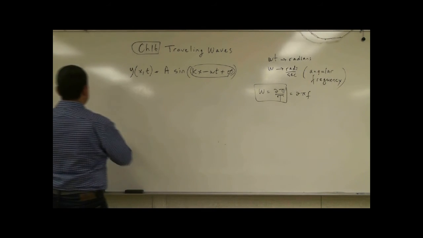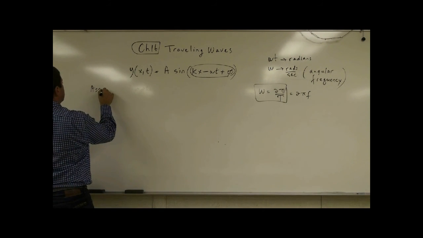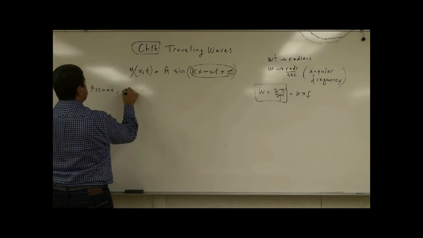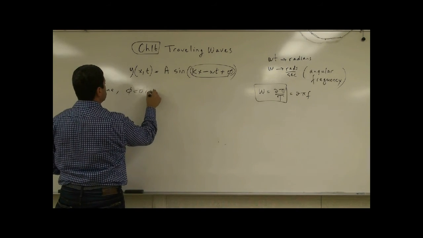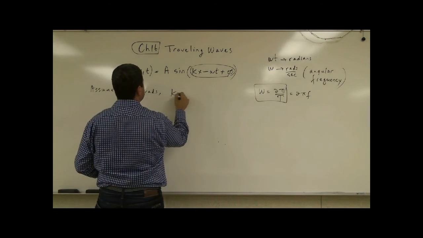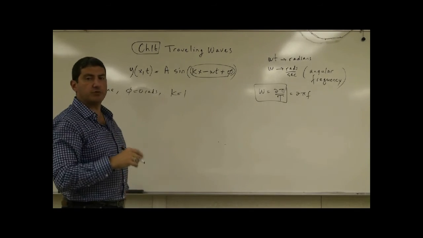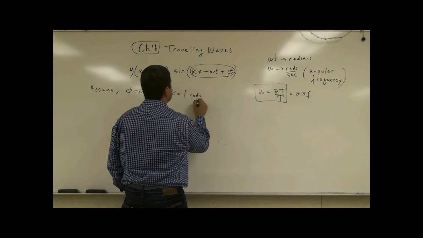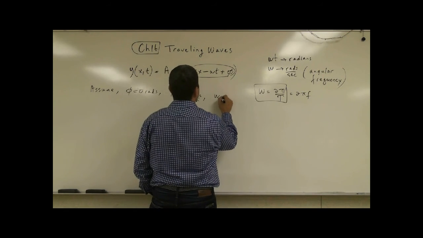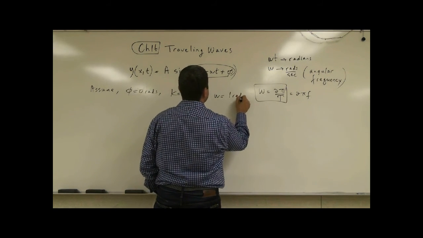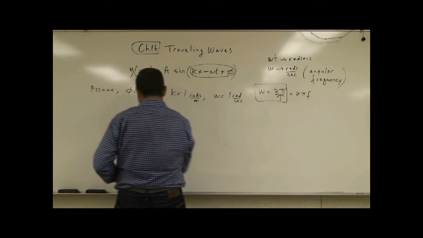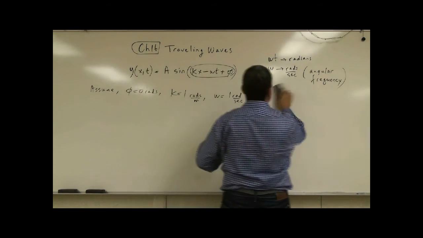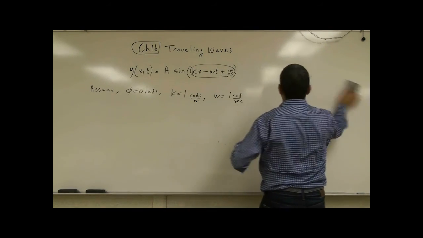So let's assume you have a wave where the phase angle is 0 rad. Let's assume k is 1, and the units for that would be radians per meter, right? Rads per meter. And then let's say omega is 1 rad per second. So let's draw this, to understand what would happen to this wave.